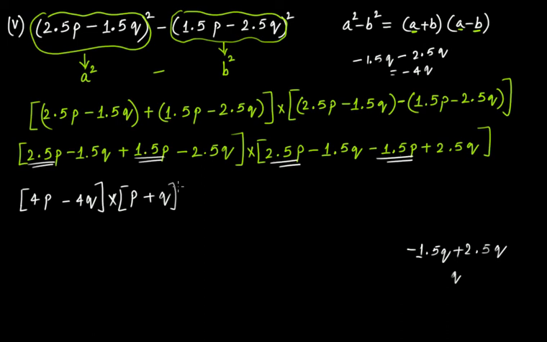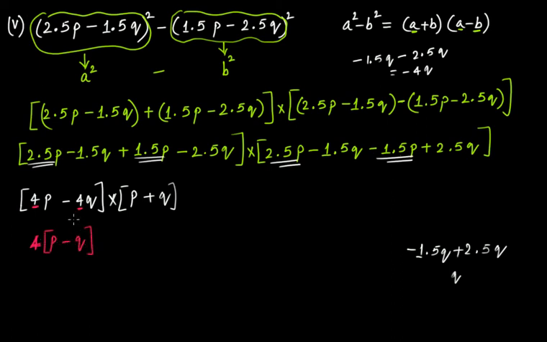Okay, now if you look at this one, you can see here 4 is common in this particular binomial, 4 is common in both these two terms. Take 4 common. So when you take 4 common, this actually becomes p minus q.